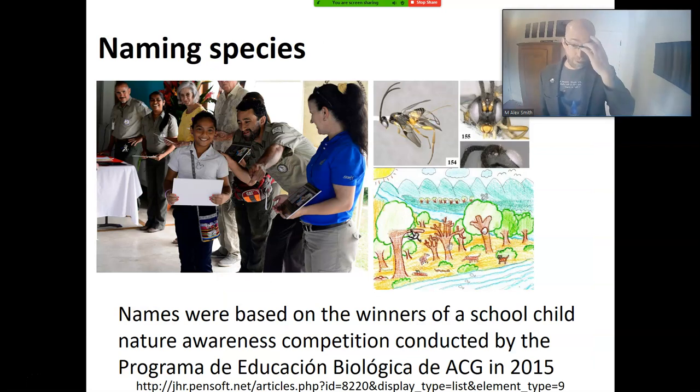In another example, we named a bunch of species of these wasps after school children in Guanacaste, children who had won a contest where they had to write an essay or draw a picture about wild nature and how it affected them and how they interacted with it. I love this picture, and you can read more about it. I'll put up some links to popular press articles that were written about this process as we named species of wasp in these forests after the people who live in and around the forests in this national park.